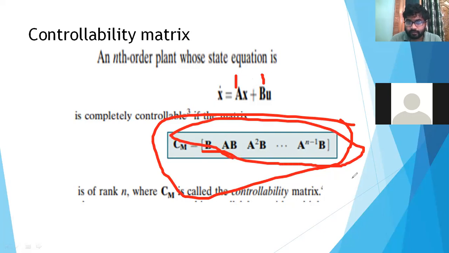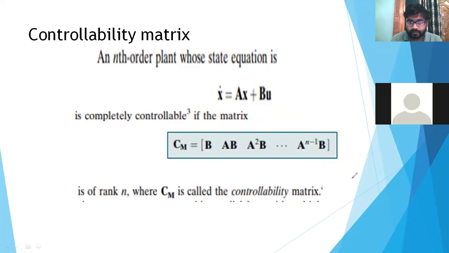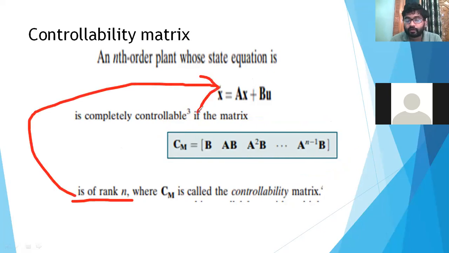So the idea is, after forming that matrix, if the rank of this matrix is n, then the given system is said to be controllable.